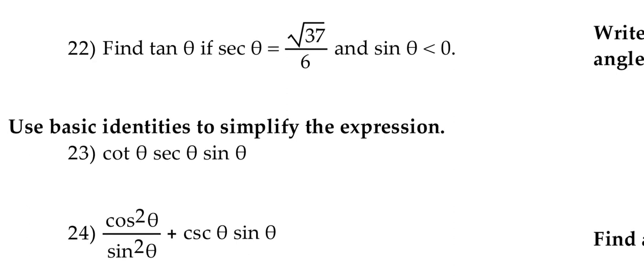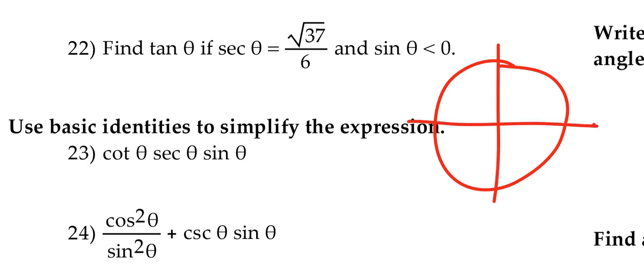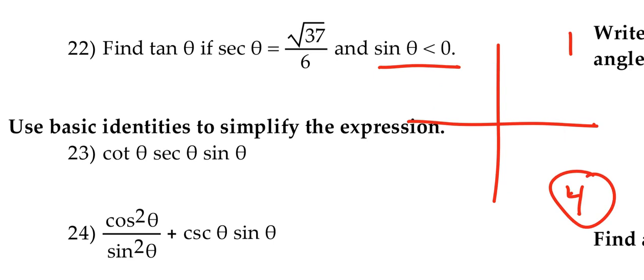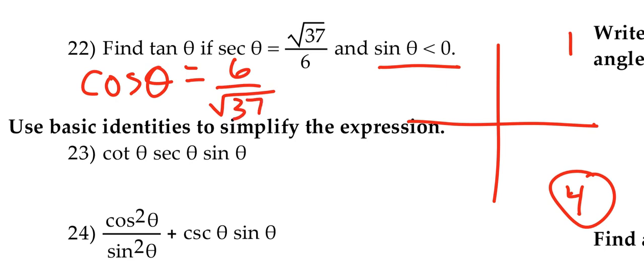Find the tangent of theta if the secant is positive. That means cosine's positive, right? So cosine is positive in 1 and 4. And then it says that the sine is negative. So which quadrant are we in? We're down here in quadrant 4. Once again. Man, talk about redundant. All right. Maybe we should think in terms of cosine. What's the cosine of theta, 6 over radical 37? You guys might function a little bit better if we do that.